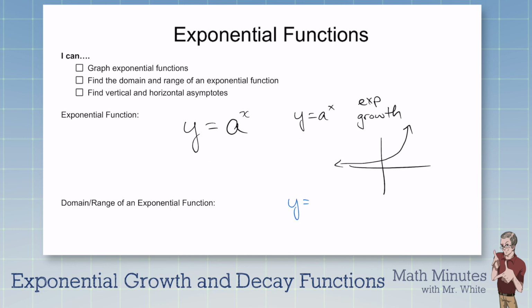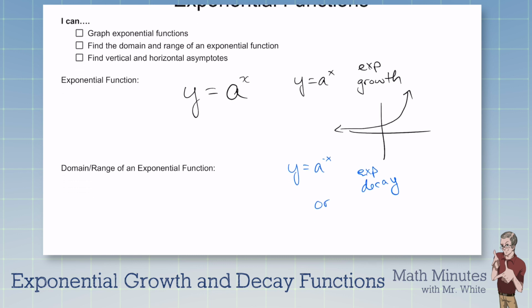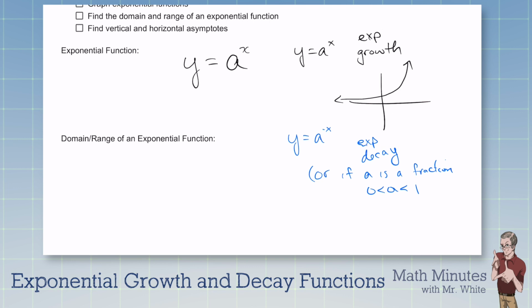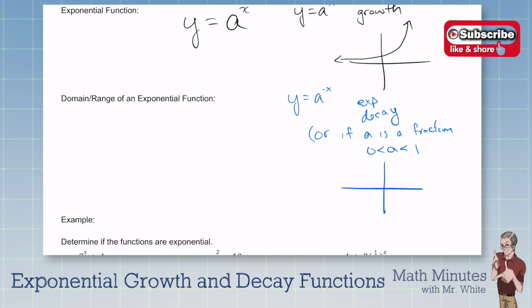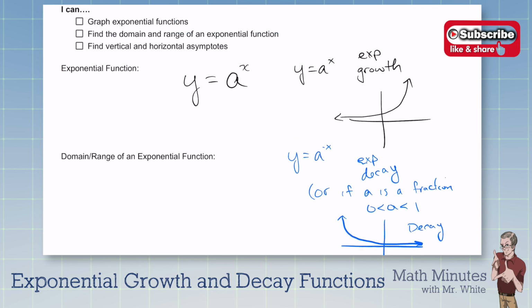Whereas if you have a negative exponent, so if it's negative x, for example, this would be exponential decay. Another way to spot decay, by the way, is if a is a fraction between 0 and 1. So if a is a fraction, then that causes exponential decay. Now what does decay look like? Well, exponential decay looks like this. It's going to be coming down from really big, and then it'll be getting smaller and smaller and smaller. Okay, so this is decay, and up here we had growth.